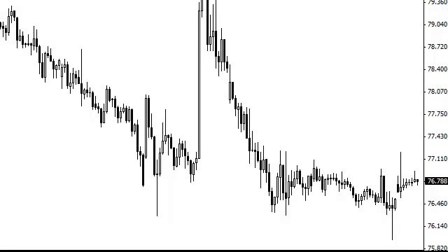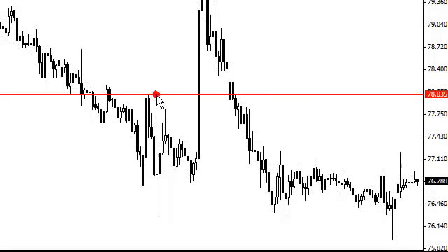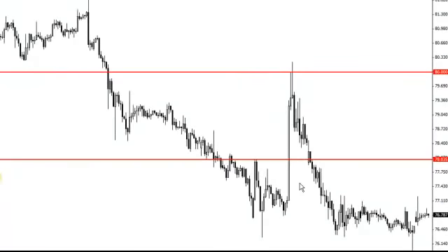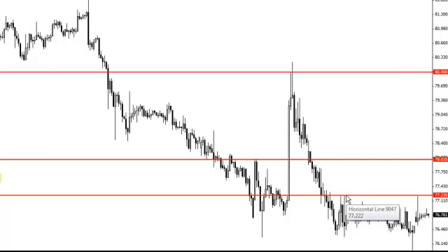I simply set my first support area down at the 78.05, and that's when I took 50% off the table. I took 50% profit off the table. I set my next quarter off the table at 77.25, and I've now just taken my last quarter off at 76.80.